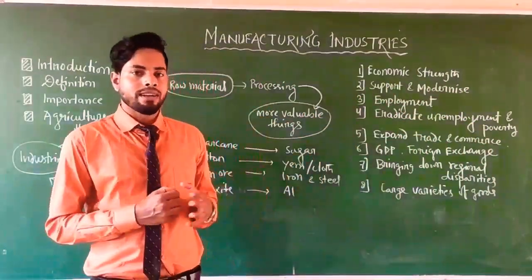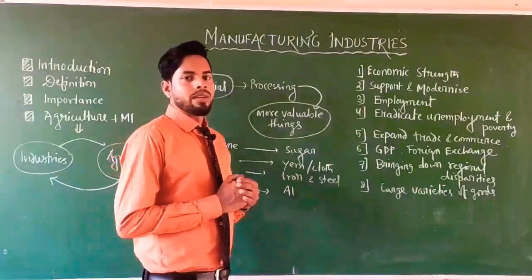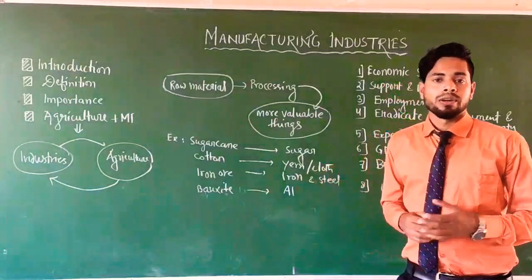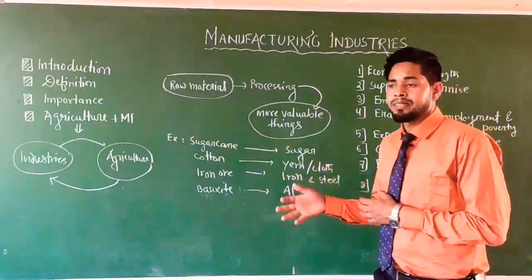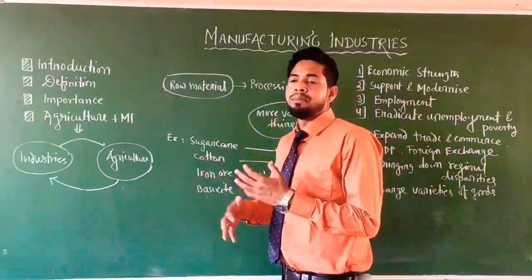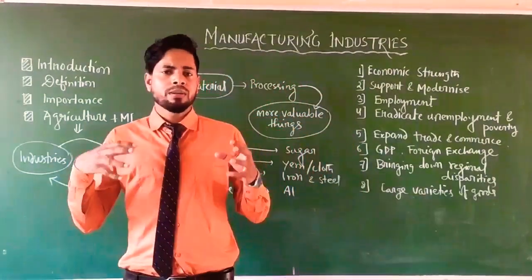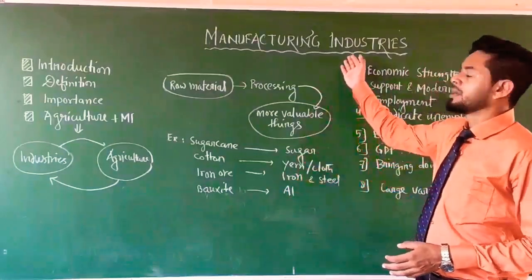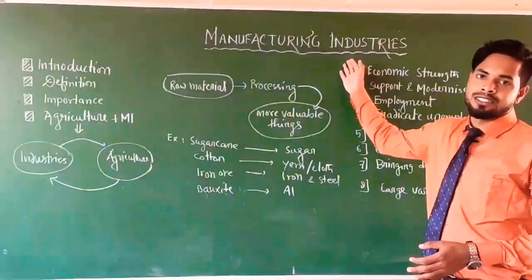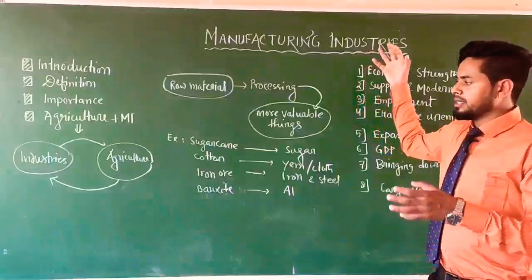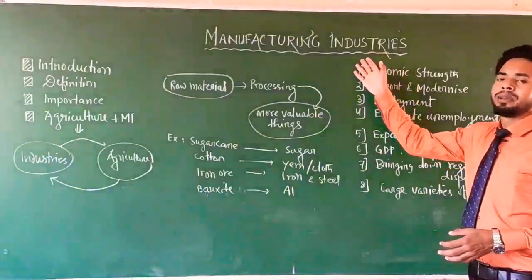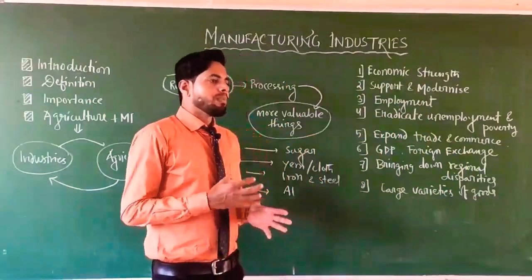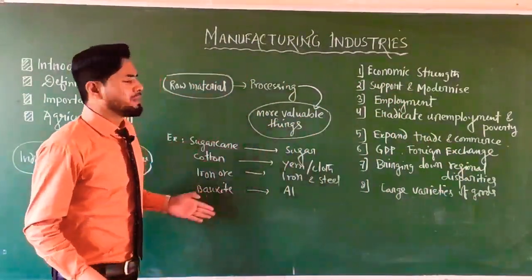Why is it important? Because most of the products like blackboard, chalk, duster, book, copy, pen, pencil, eraser, TV, fridge, washing machine, most of the common things that we use daily, these things are the products of manufacturing industries. So lots of things we get from the manufacturing industries. So let's see what manufacturing industry is.